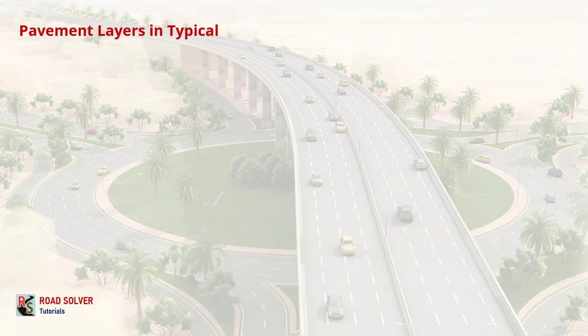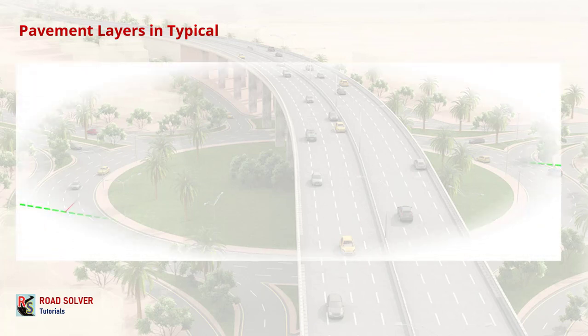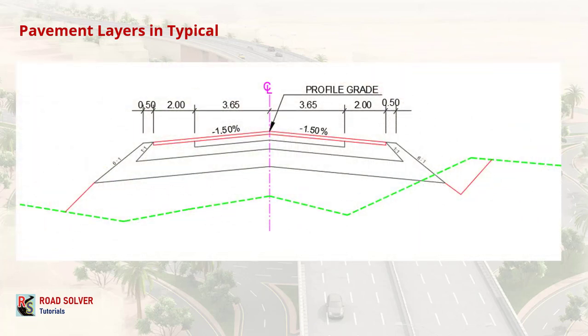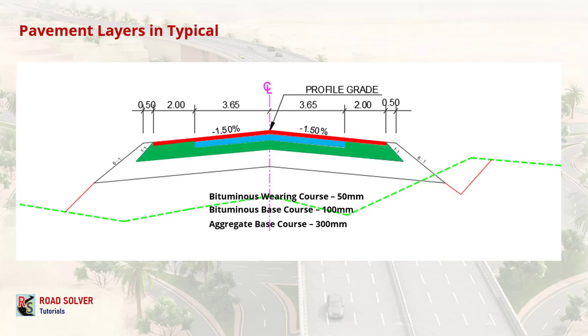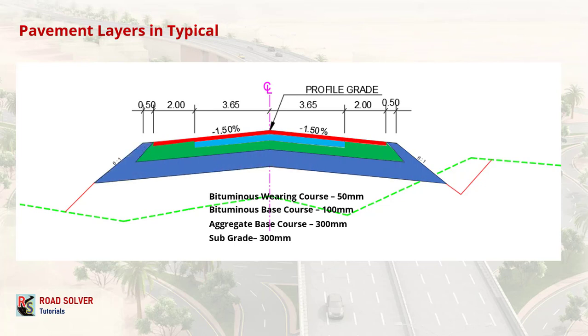First, the pavement layers in the typical. In this typical, there are 4 layers used for the pavement. First is the bituminous wearing course, 15 mm, then the bituminous base course is 100 mm, then the aggregate base course is 300 mm, and the subgrade is 300 mm. In this typical, we are going to create the pavement volume layer for the subgrade.